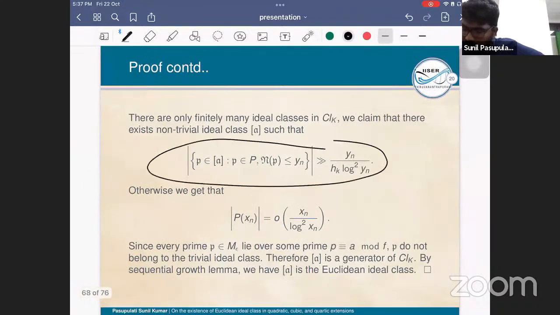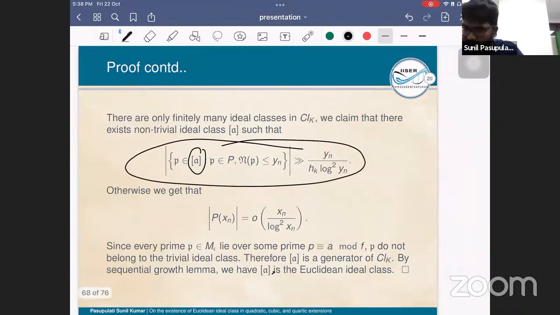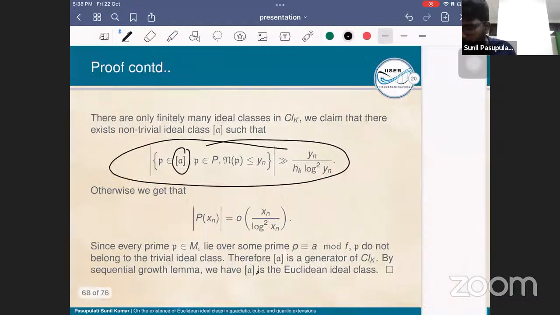So now this generates the class group, and I also have this as well as this generator. Now I use the sequential variant of the Gron lemma that I stated, by Gun and Jyotsna. I use that to conclude that this has a Euclidean ideal. So now I think I have one. I'll just take quickly one more minute and complete.